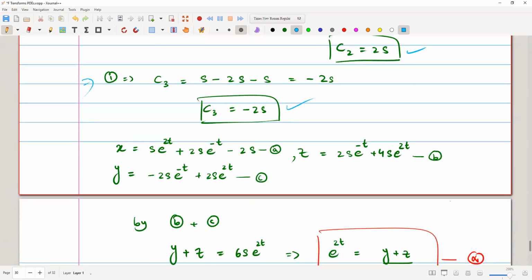And then we can put these values in place of c1, c2, and c3 to get the desired result, but it is in the form of parameters s and t, so we need to convert it back into Cartesian form, that is in the form of x, y, and z.